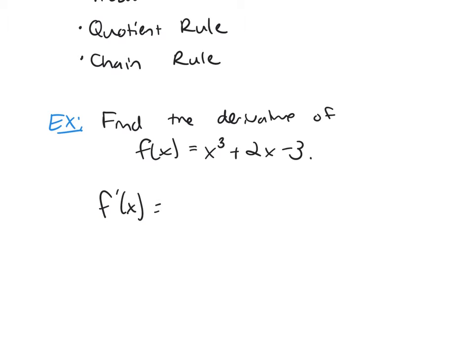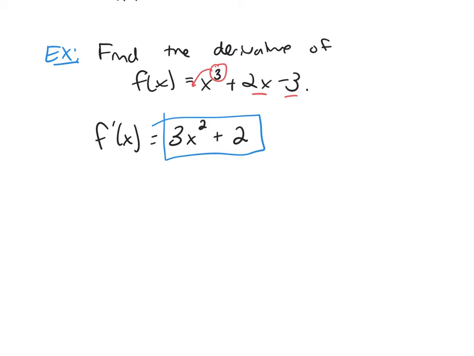So remember, for the power rule, we take our power and bring it down in front. So I'll get a 3x and then reduce it by 1. So it'll become squared. Plus, and then we get the derivative of 2x is 2. And the derivative of a constant is 0. So this is my derivative, 3x squared plus 2. All right, so polynomials are the easiest types of functions you can find derivatives of.